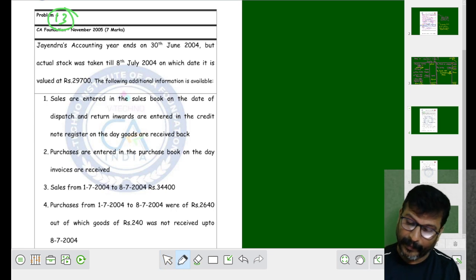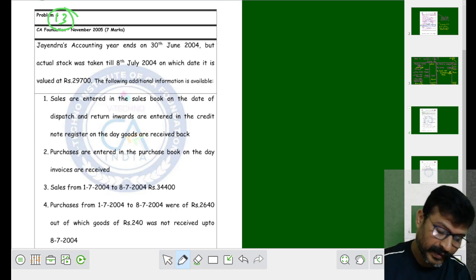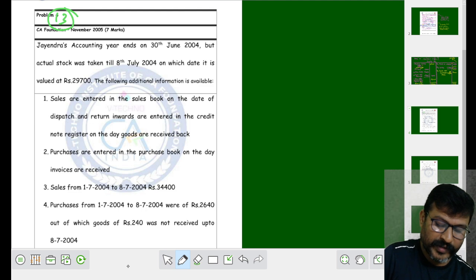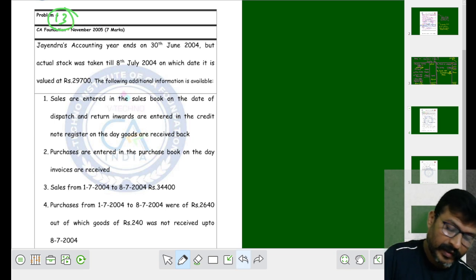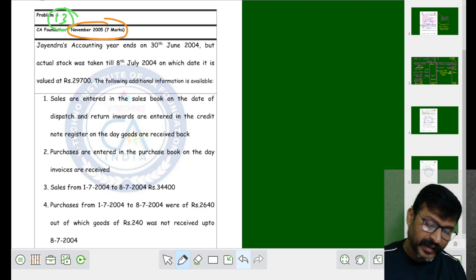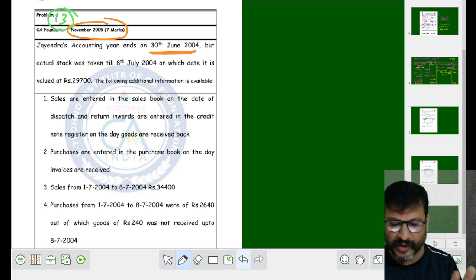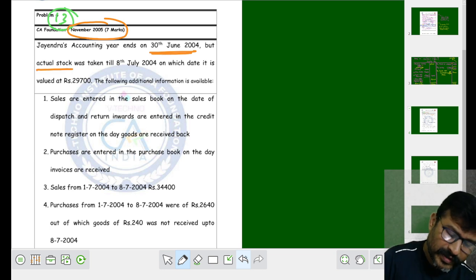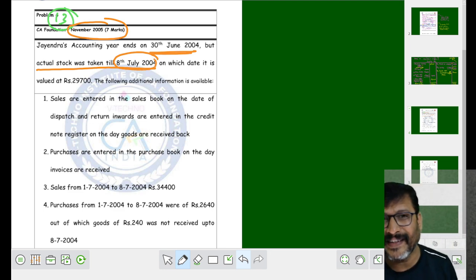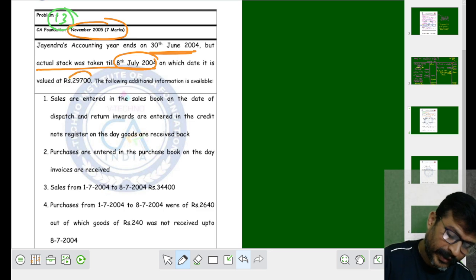Let me see what happened in the 13th problem. It is a problem from CA Foundation, November 2005. For how many marks? For 7 marks. Fine. Jayendra's accounting year ends on 30th June. Here accounts are closing on 30th June. But actual stock was taken on 8th July. When the stock is taken, 8th July. And it amounted to rupees 29,700.